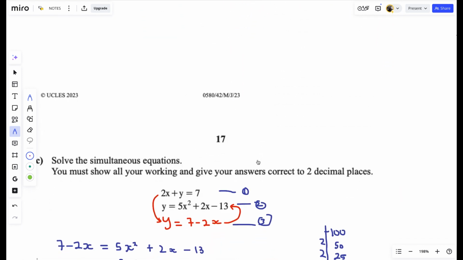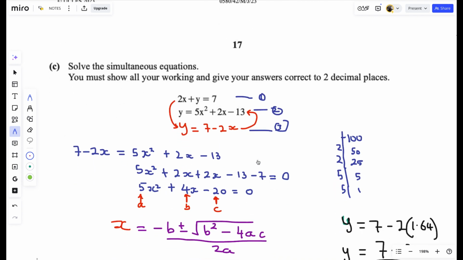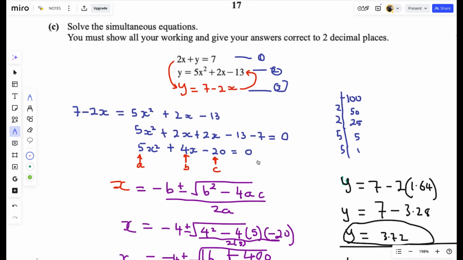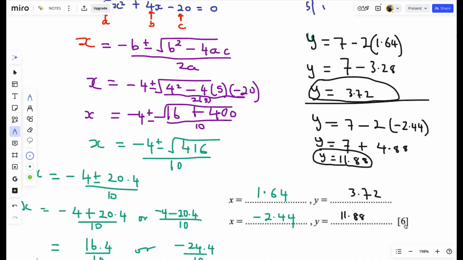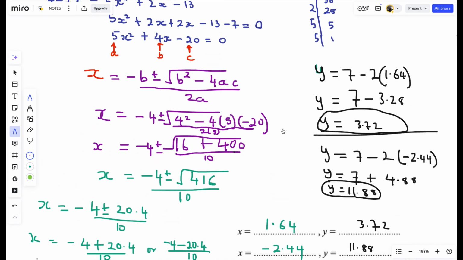Now let's go to the C part of the question. The C part of the question says that we should solve this simultaneous equation. Yes, this is the type of simultaneous equation they love to bring now. The simultaneous equation that will lead you to a quadratic equation. So for Cambridge IGCSE, most of the time they don't bring the ordinary simple simultaneous equation. They bring the one that will lead you to a quadratic, and the marks are sometimes up to 6. So it's worth it.